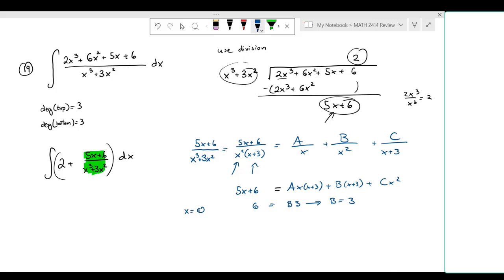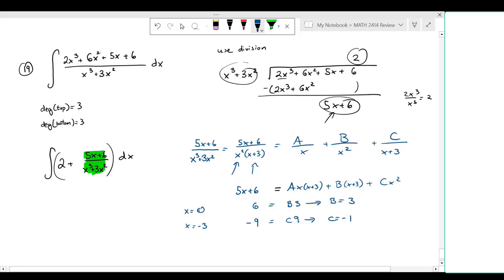And then we could also let x equal, what other value of x would zero stuff out here? Since we have a factor of x plus 3, we should let x equal -3. So this becomes -9. This becomes c times -3 squared, so c is -1.